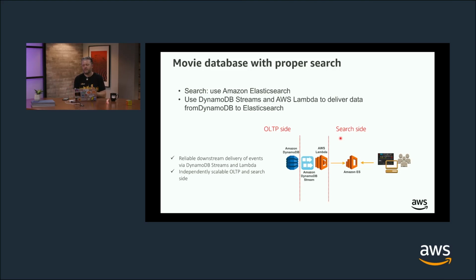And so this is effectively one implementation of the command query responsibility segregation, or CQRS, pattern as well, which in this case uses DynamoDB streams and Lambda as a reliable delivery mechanism that we use to deliver events from DynamoDB to Elasticsearch.